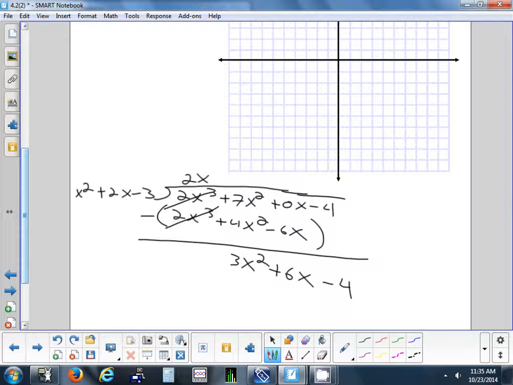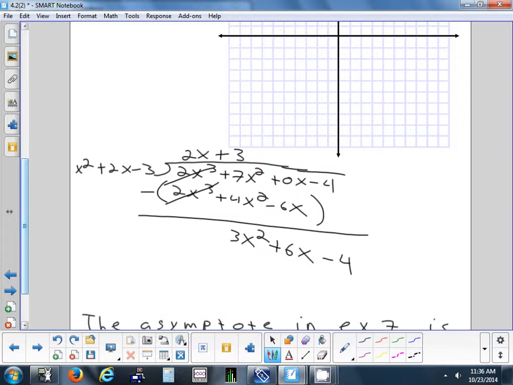Now divide x squared into 3x squared. You get a 3. There's your end behavior asymptote, 2x plus 3. There's no reason to keep going unless you want the remainder. And if you wanted to keep going, now you'd multiply the 3 out, and then plus 6x, and then minus 9. I'm going to stop though. Then you'd subtract, but I don't need the remainder. That's what I was looking for.